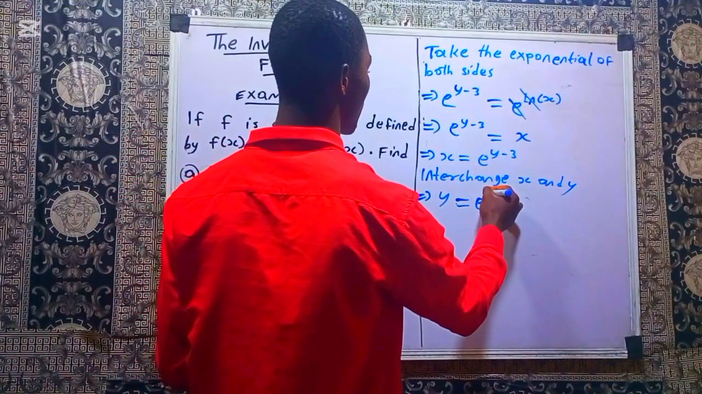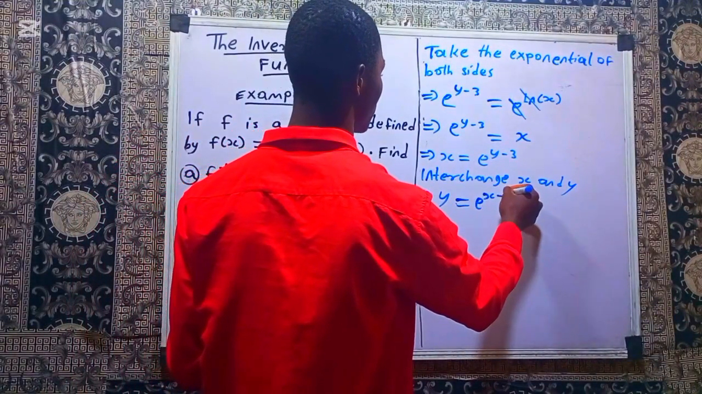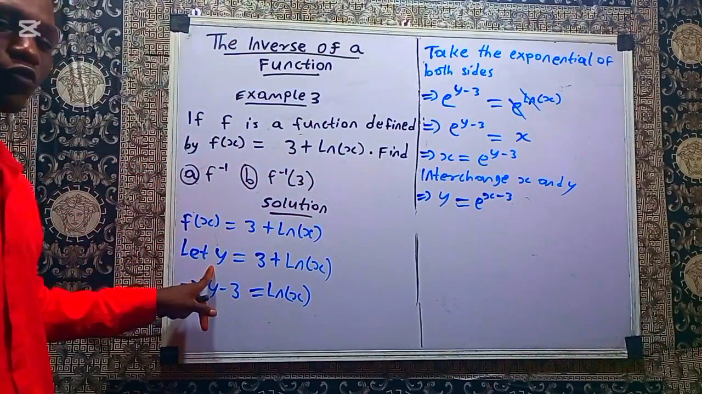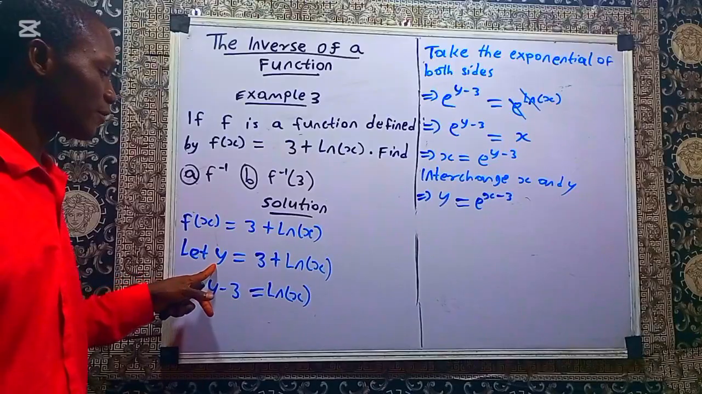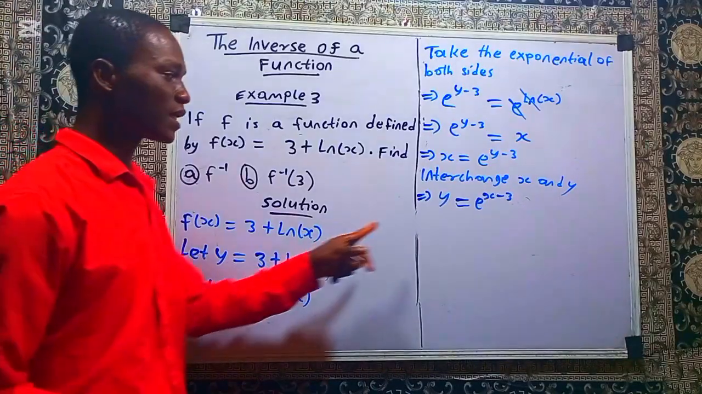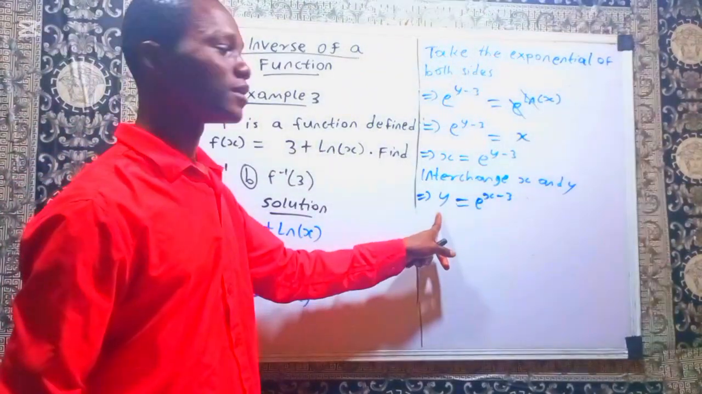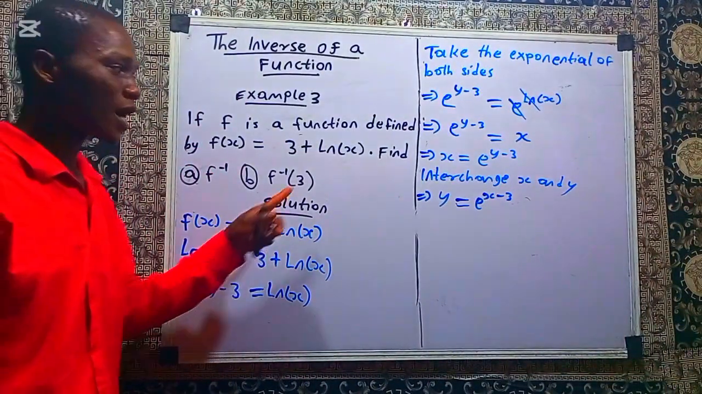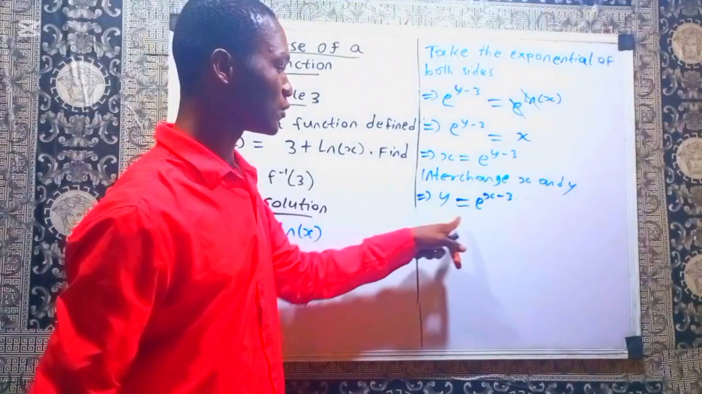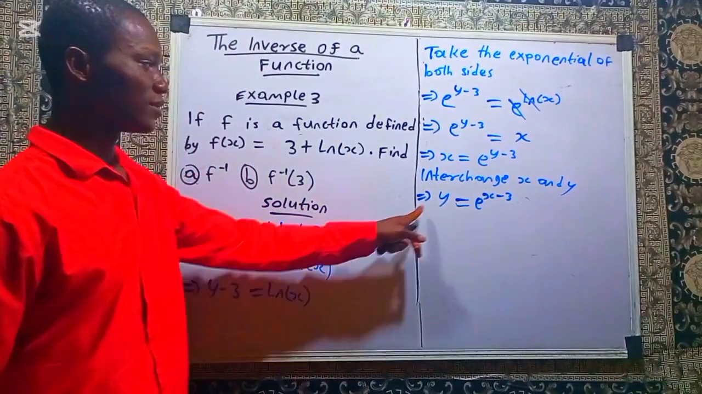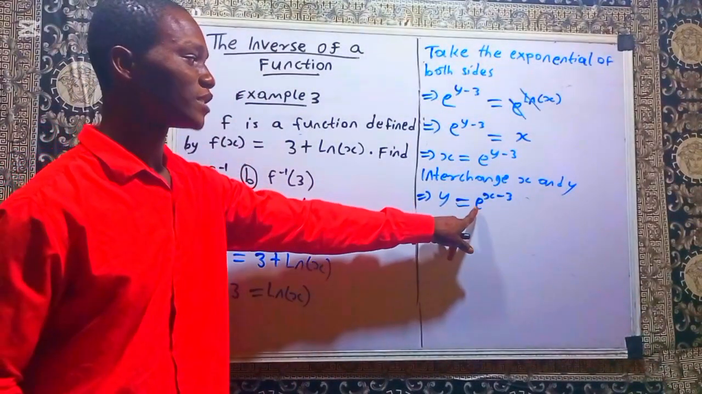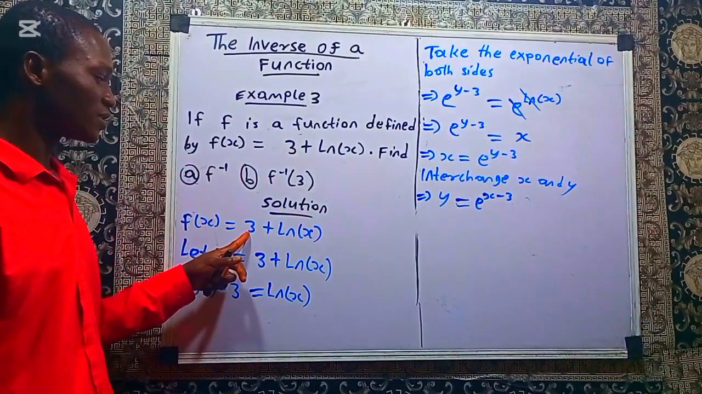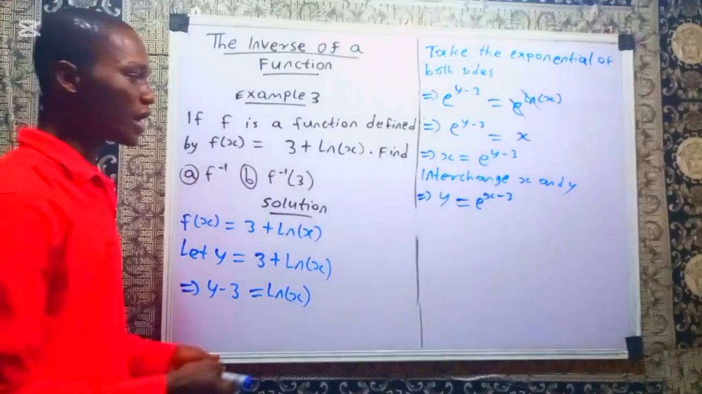So instead of exponential y, I'll have exponential x minus 3. Remember, we called the original function y. And we started from here and solved, and we reached again at the point we have y again. So y being our original function is this, and y standing for our new function is this. So this means that this value of y here, which is exponential x minus 3, is the inverse of the original function, which is 3 plus ln of x. So we have gotten the inverse.